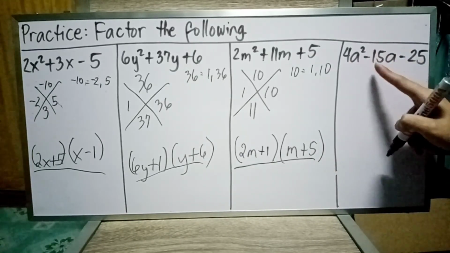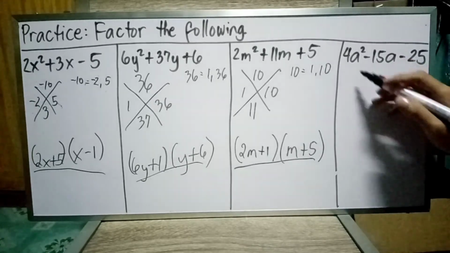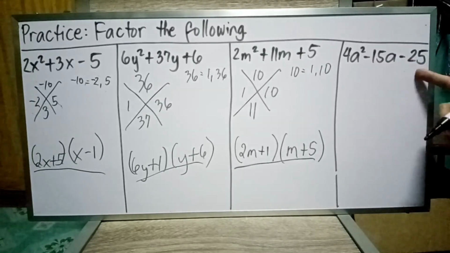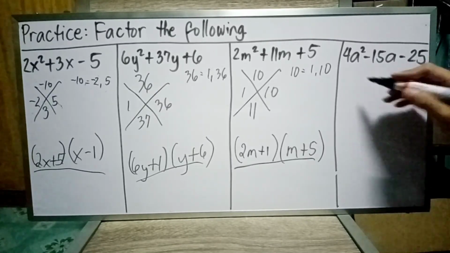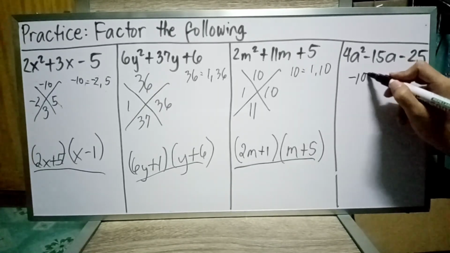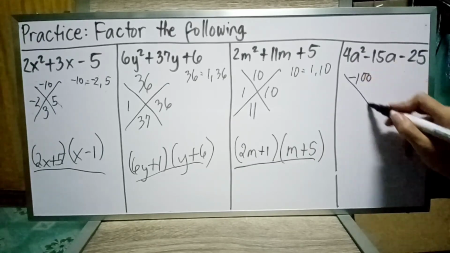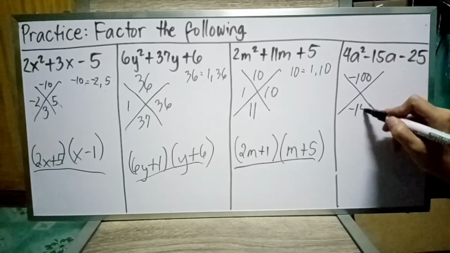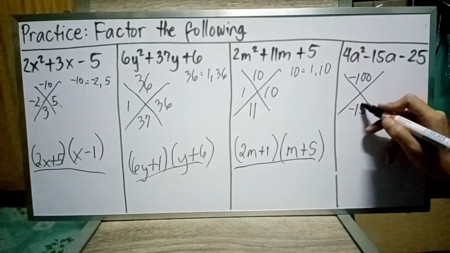4a squared minus 15a minus 25. So multiply the coefficient of a squared by your constant negative 25. That will give you negative 100. So we're looking for the factor of negative 100 that will give you a sum of negative 15.